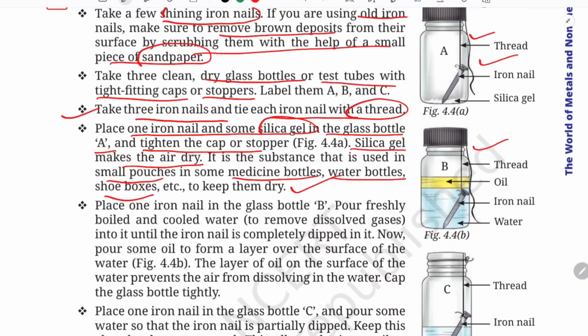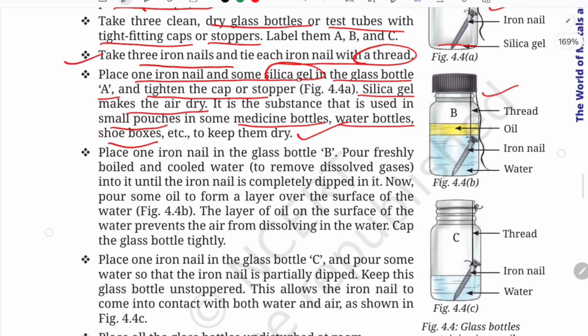Okay, so that is to make them dry, to keep them dry. So what do we need to put in this first jar? That is the iron nail which has been tied with a thread, and some silica gel, so there is no water, isn't it? Only air is there. Okay, only the presence of air is there.